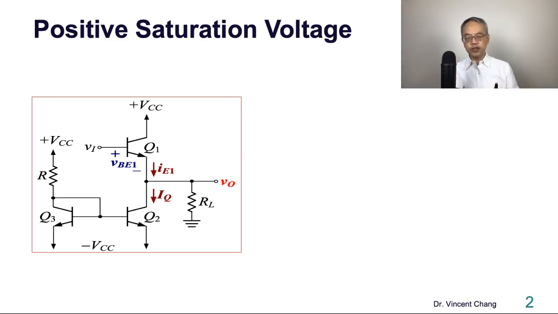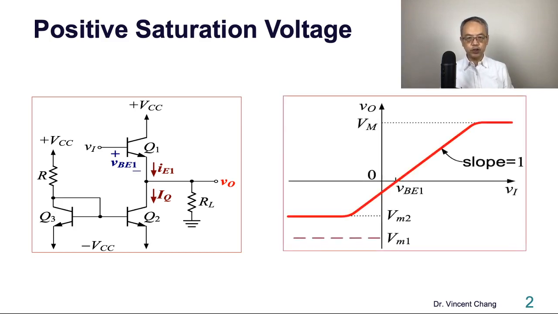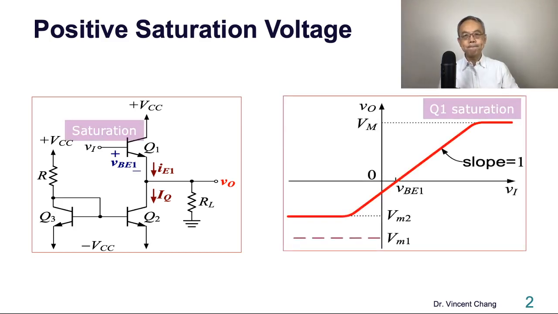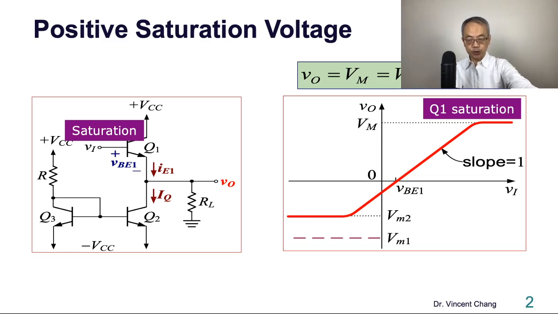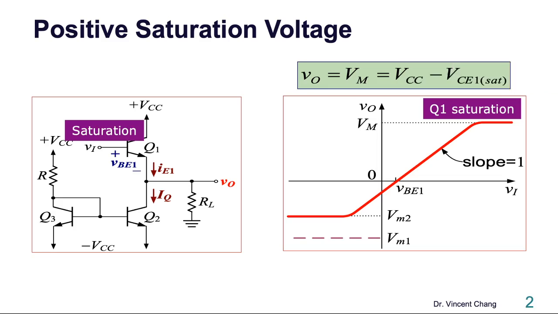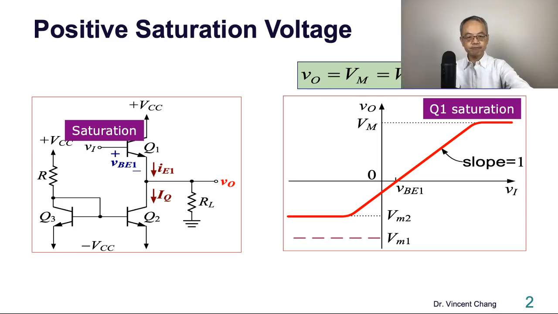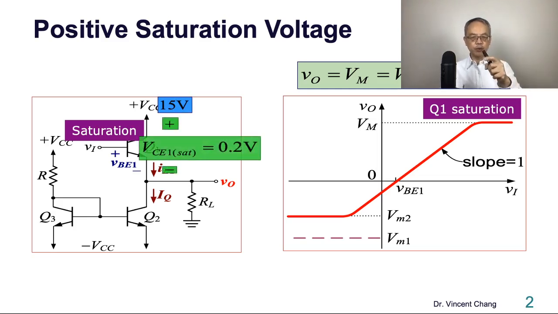In the previous video, I taught you that the positive saturation voltage, V capital M, is limited by the saturation of the emitter follower transistor Q1. The saturation voltage is shown on the slide: VCC minus VC saturation. With a supply voltage of 15 volt and 0.2 volt, the positive saturation voltage will be 14.8 volt.